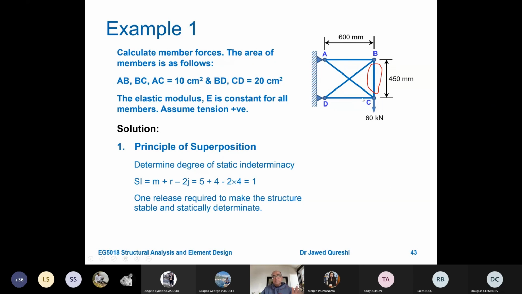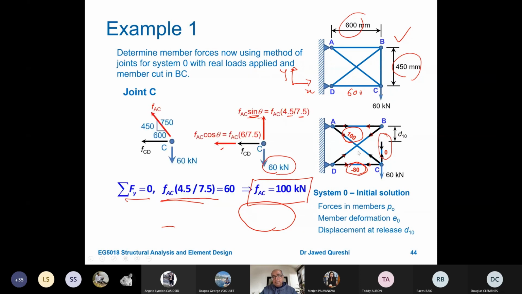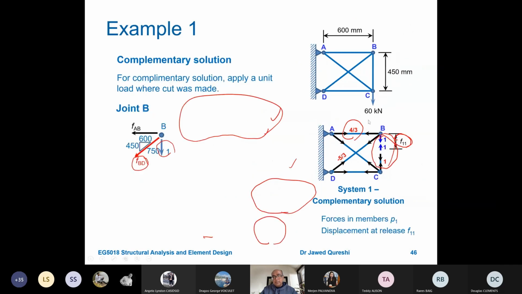So just to sum up, what we did is that first of all, we found out the SI, which gave us indication of how many members are to be removed. If it was 3, then I would remove 3 members or 3 supports to make the structure stable and determinate. The structure has to be determinate. I removed this member because this was convenient for me, and then I found out the system 0. It means that there is 0 force here. And then I used the method of joints to work out member forces. Once I had all the forces, these were my P naught forces.